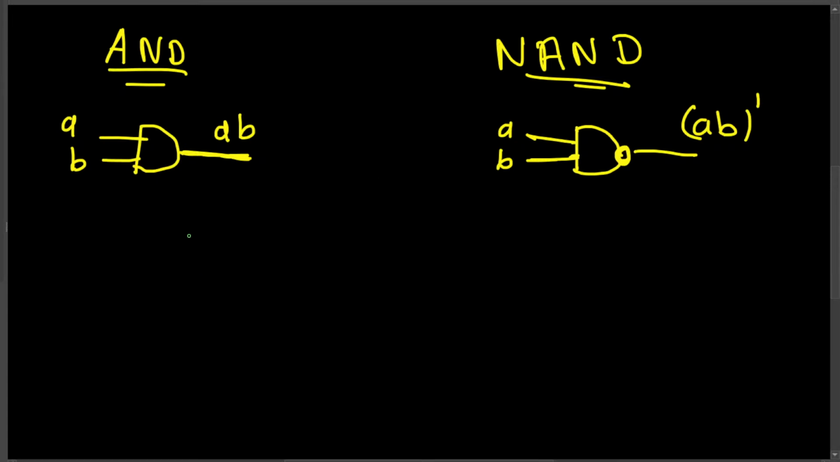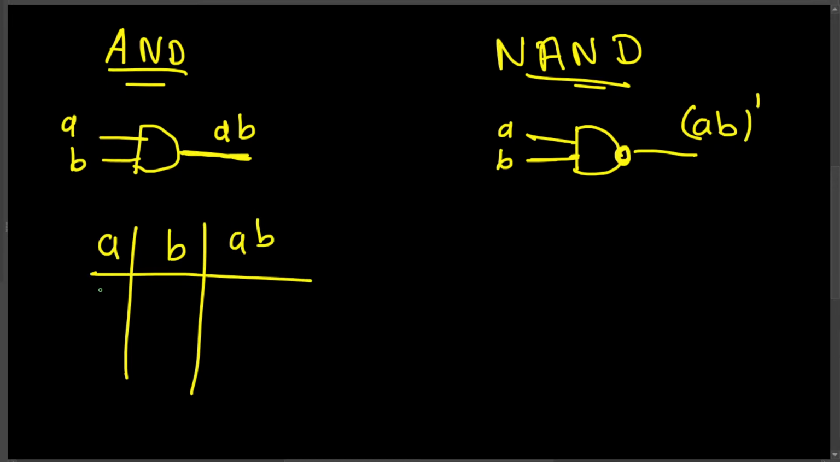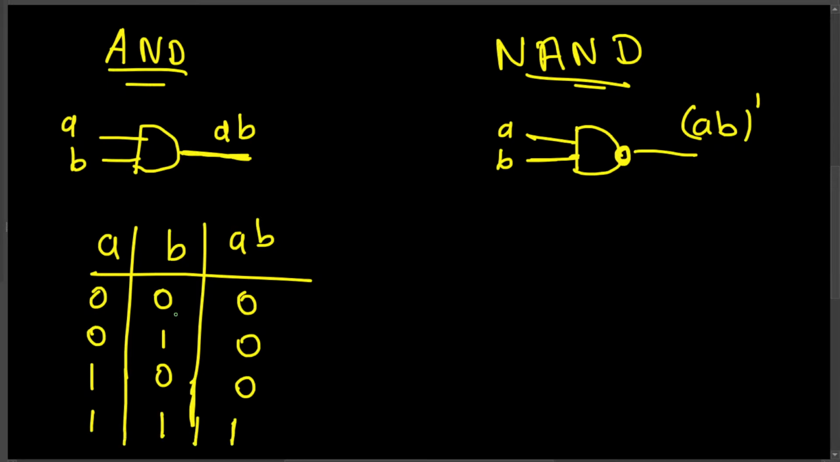Truth table for AND gate. If you have A and B, what's going to be the AB? First, if we take 0, 0, the output is going to be 0. If we input 0 and 1, the output is still going to be 0. And if we input 1 and 0, the output is still going to be 0. The only case the output will be 1 is if both of them are 1. This is the truth table for AND gate.